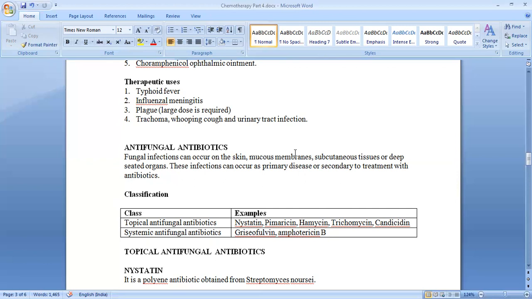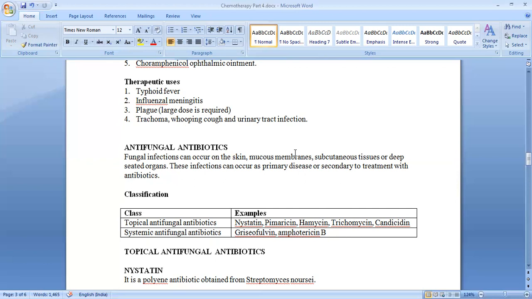In some people the fungal infection is the main infection, or in some people it will be secondary to the treatment with antibiotics. A person will have some bacterial infection, then you give them an antibiotic to treat it, and as a result the immunity changes and fungal infections start. I think you remember that during the second wave of COVID, people who were given strong immunosuppressants started developing black fungus. So when immunity is low, fungal infections become very common.